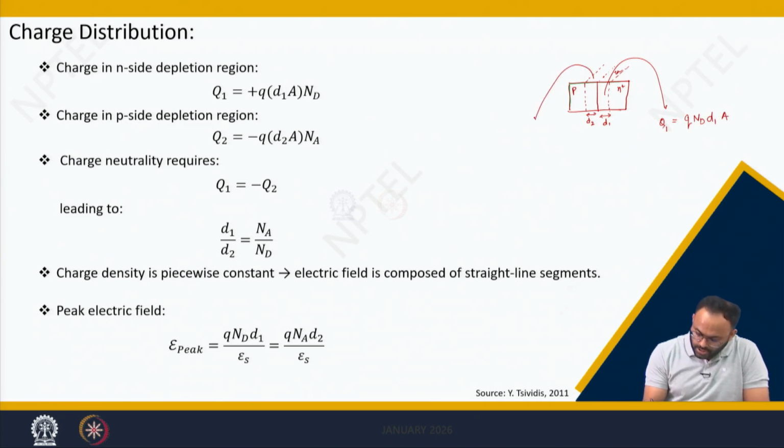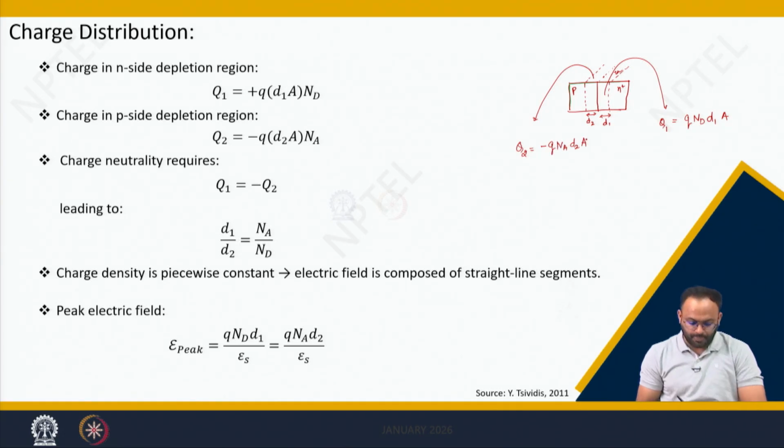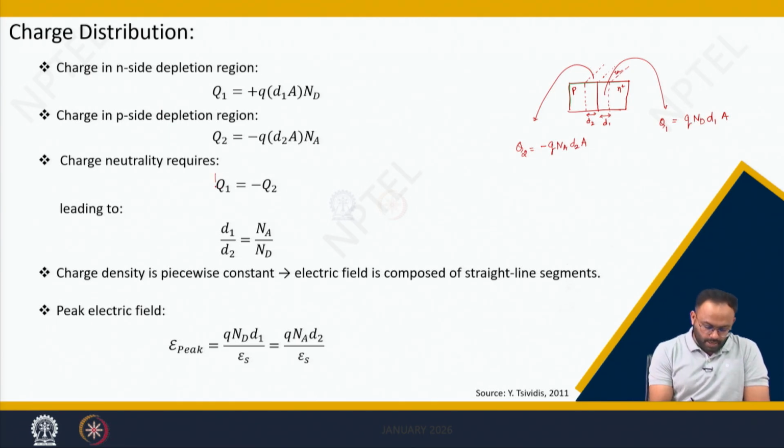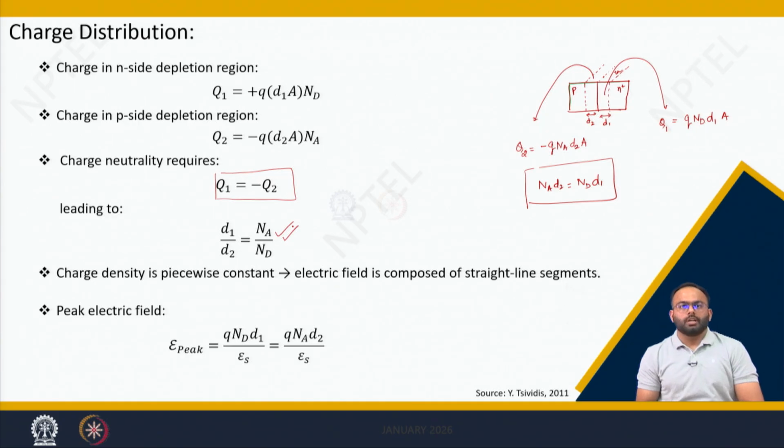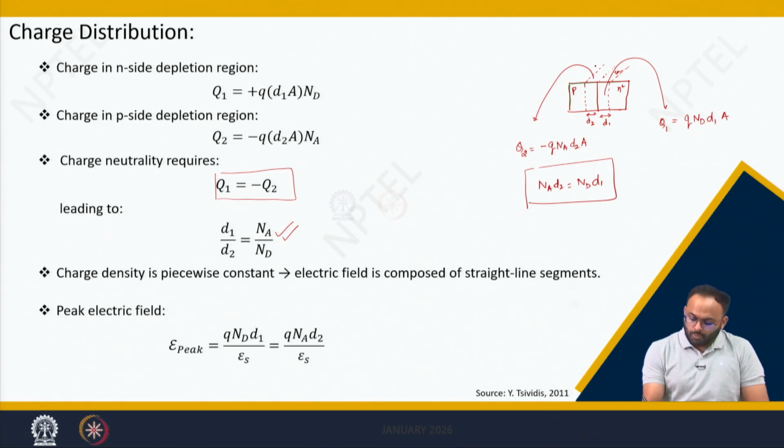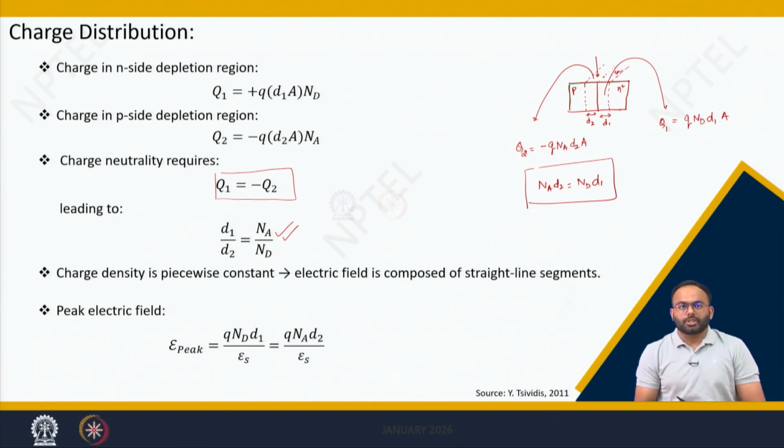Similarly, this charge is Q2, which is governed or captured by Na. So it is minus Q into Na into D2 into area. But under the charge neutrality condition, Q1 is equal to minus Q2, which gives Na into D2 equals Nd into D1. From this you will get this relation. This is a useful equation when we solve for a one-step or one-sided junction.